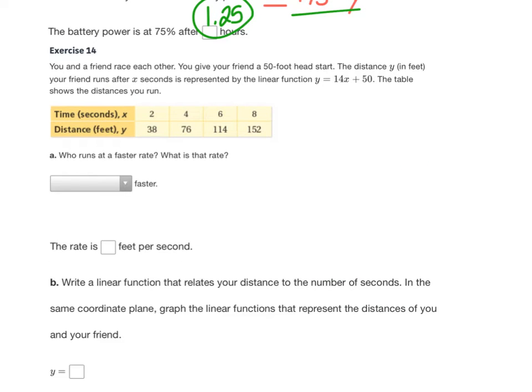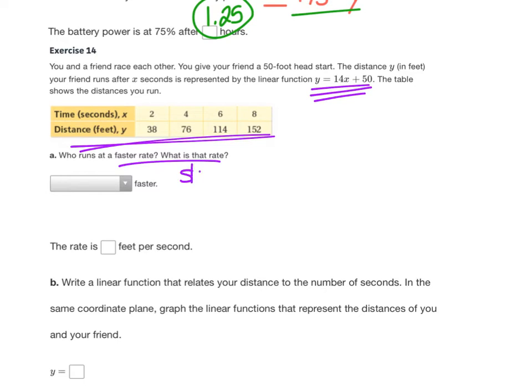All right, number 14 says, you and a friend race each other. You give your friend a 50-foot head start. The distance y in feet your friend runs after x seconds is represented by the linear function y equals 14x plus 50. The table shows the distances you run. So you're comparing two functions. One is given to you as an equation. One is given to you as a chart. That's kind of the whole point of this section, is that you can look at these different ways of representing functions and compare them and see who's got the better slope, who's got the better y-intercept, all that stuff, or fastest or whatever.